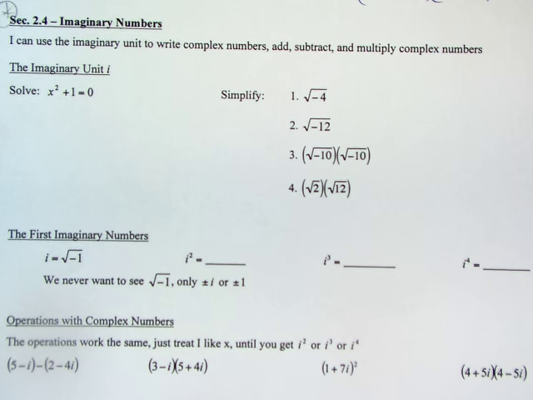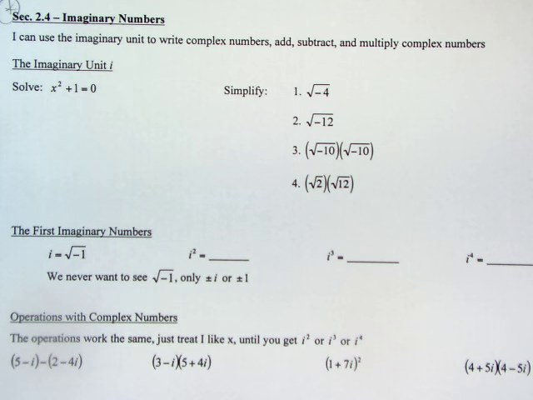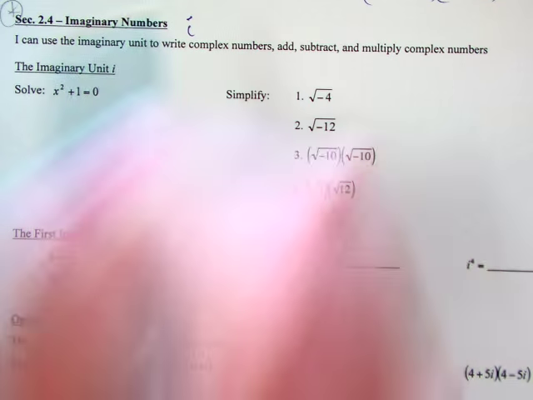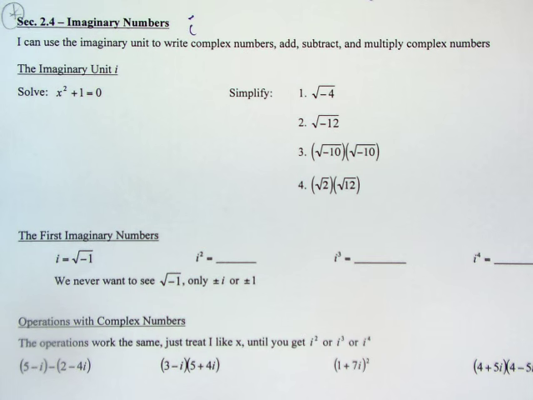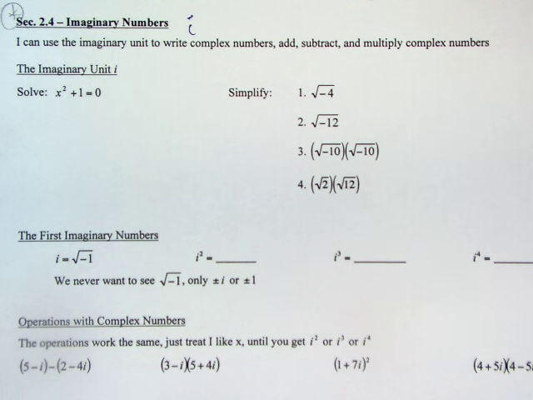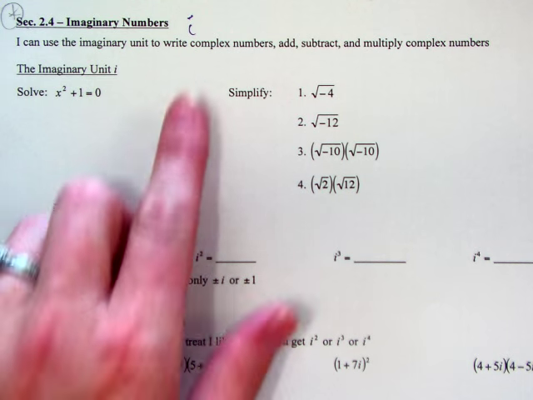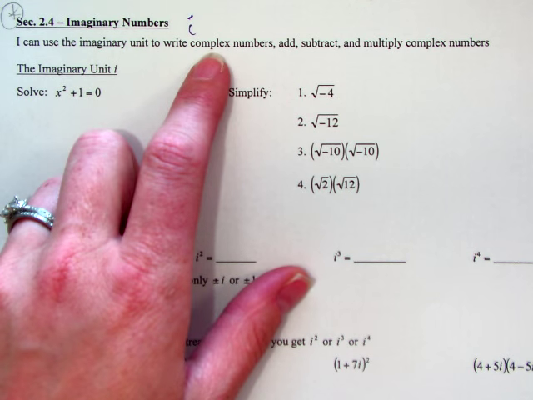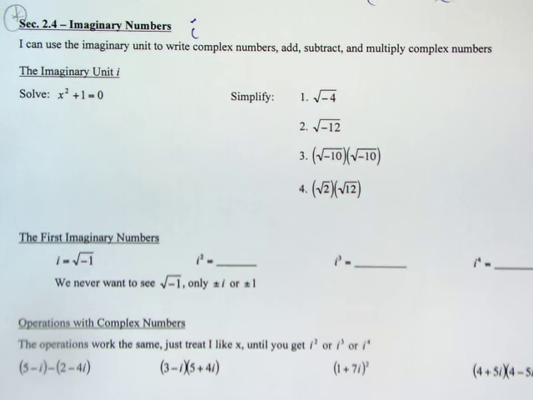This is section 2.4, and we're going to be talking about imaginary numbers today. You've done imaginary numbers before. That's the imaginary number i, and it helps you deal with taking the square root of a negative. So today you're going to be able to write complex numbers, and that's what they're called. Anything with an i is called a complex number. It's called imaginary. And we're going to add, subtract, and multiply them.